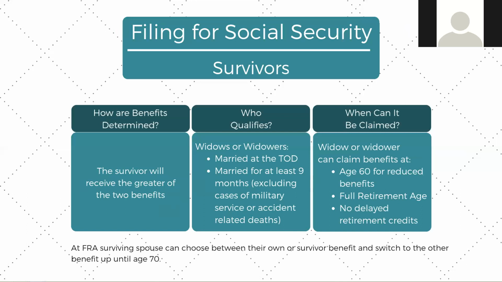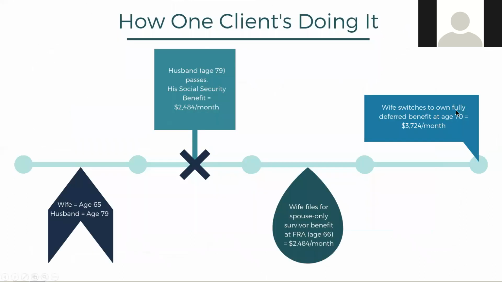So on the next slide, I'm going to walk through a quick, simple case study where we actually helped a client go through this. We had a client, husband and wife, with a little bit of an age difference. The husband passed away at the age of 79. At the time of his death, the wife was age 65. So she was eligible to file for benefits, but it would have been early. So she waited until her full retirement age, a year later, and then she had the choice to file for the benefits based on her survivor or her own.